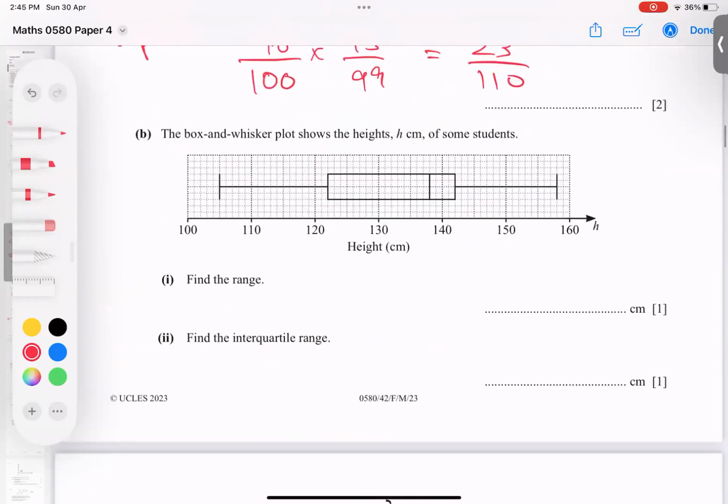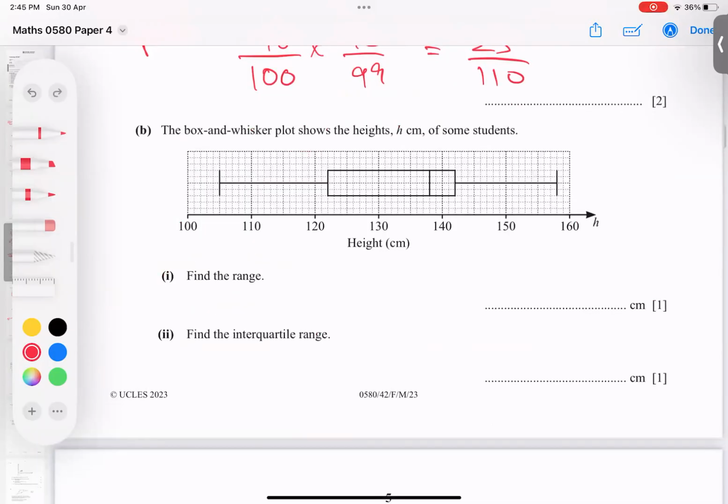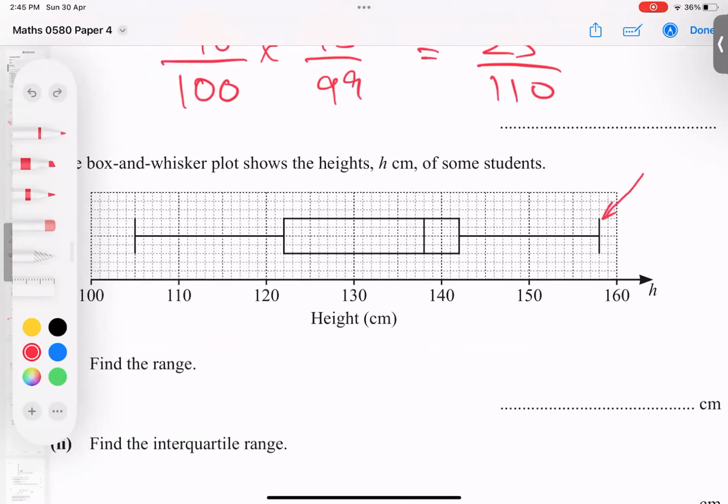A box and whisker plot is mentioned here, and this is given. So you know what's called range. First of all, student, do you know what this number is called? Highest number. And what is this number called? Lowest, smallest number. What is this number called? Lower quartile. What does this number represent? Upper quartile. And what does this number represent? Median.